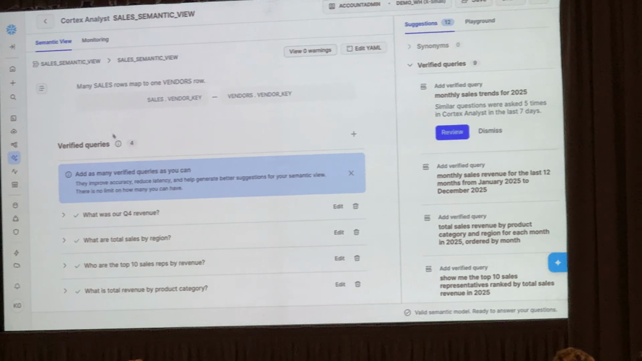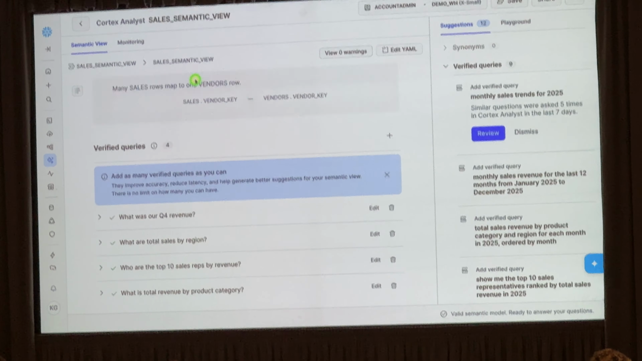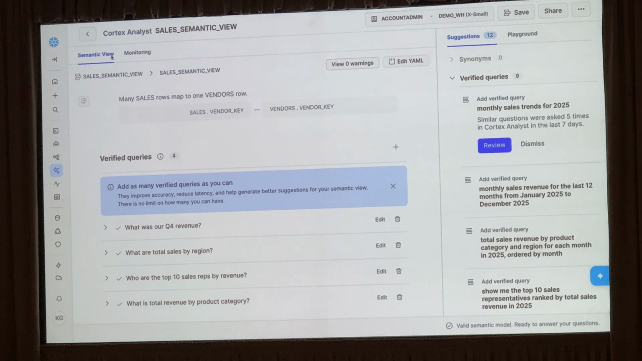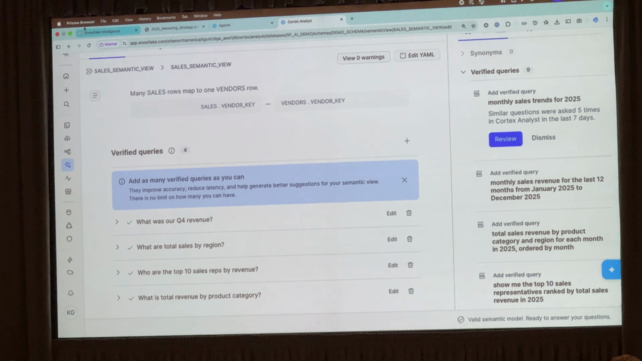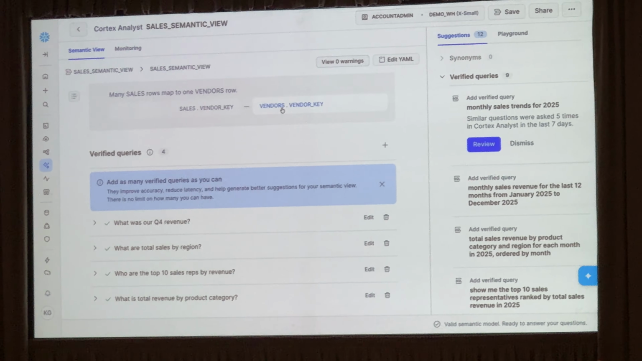I'm actually going to skip forward because I'm almost at time here, and we're just going to look at the governance piece as well.